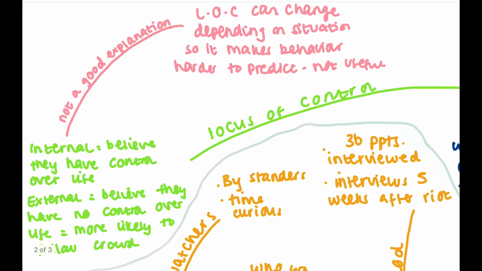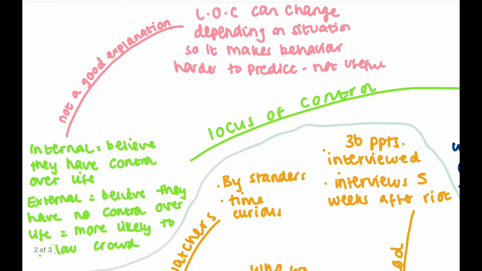Now, locus of control is not a great explanation. The reason is that your locus of control can change depending on the situation you are in. For example, when you're at home, you might have an internal locus of control, so you have a bit more control over your life, particularly as you're getting older. Your parents might give you a bit more freedom. Whereas when you're at school, you might have an external locus of control because it's very regimented. You have to follow the instructions of your teacher. You have to adhere to the timings of the day. You have much less control over your life and behaviour, essentially.